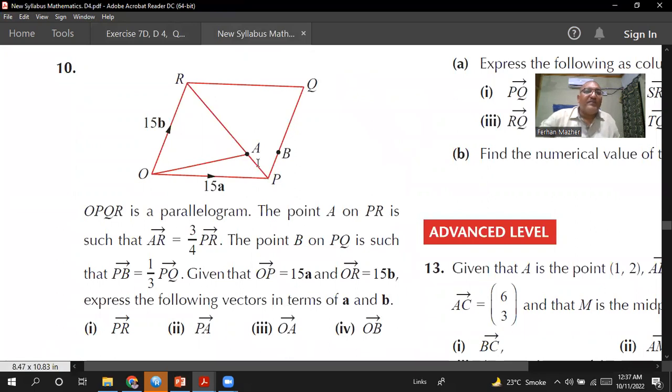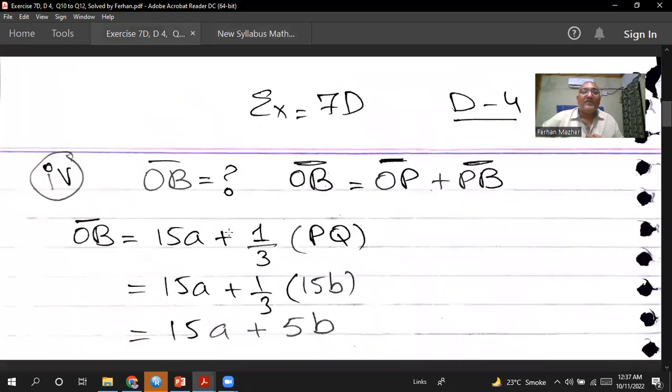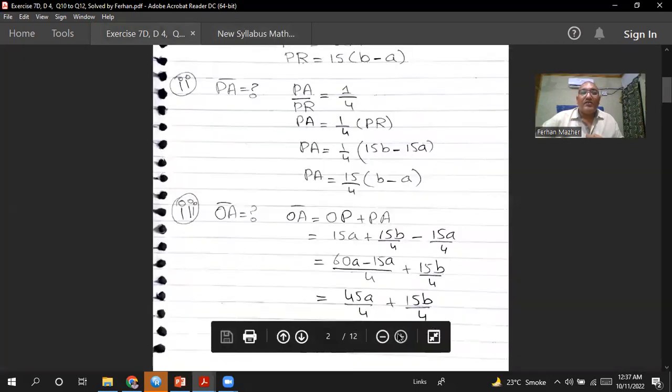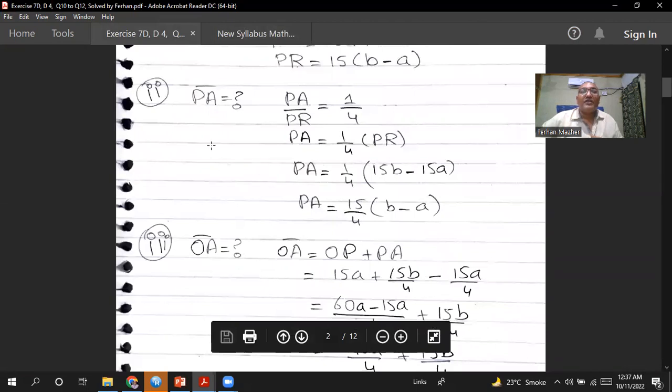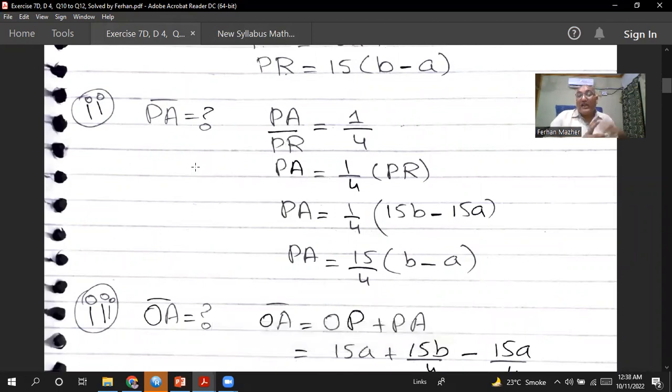The next question is find P to A. Now I know the value of the P to R, and I know the ratio between PA and the PR. PA is 1, PR is 4. So I will use that ratio. If you want to find out PA, let me increase the size. PR, I know the value, you can see on the screen. So I know the ratio between them also. PA is 1 and the PR in the ratio is 4.